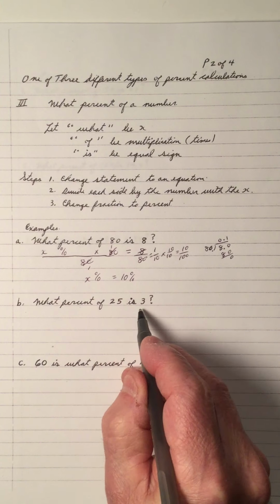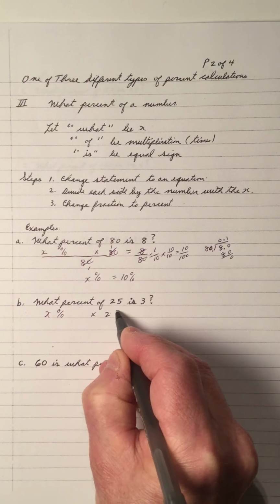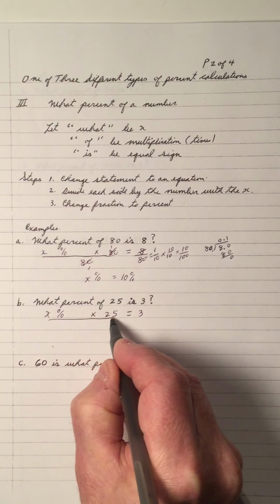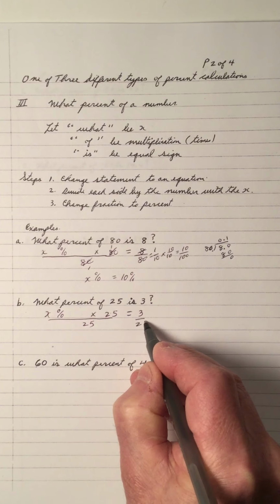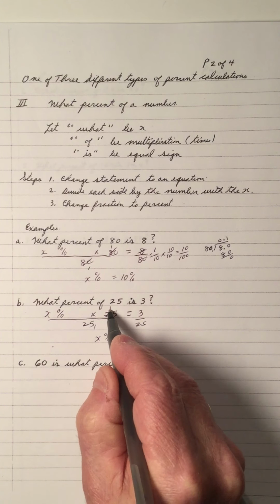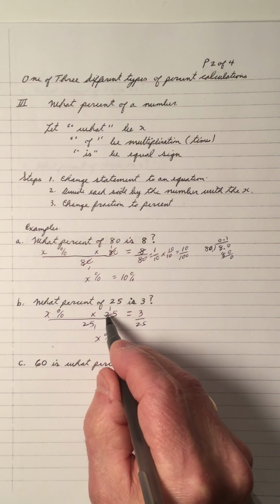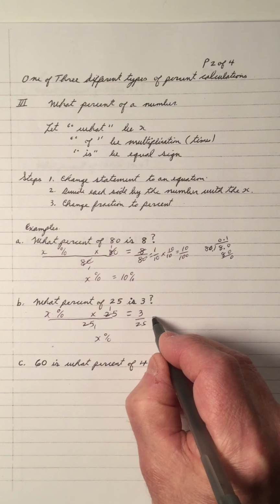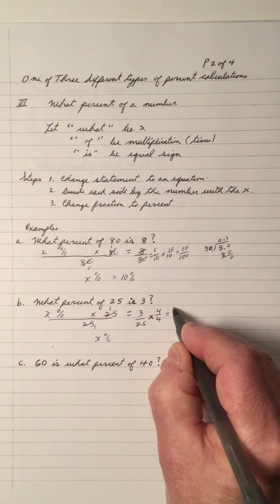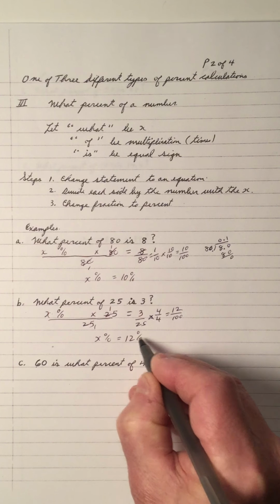What percent of 25 is 3? What is x percent, times 25, equals, is, 3. We divide both sides by 25. The 25's cancel. X percent, again, 1 times x is x, 1 divided into x is x, so 1 over 1 is 1. So we get 3 over 25. We multiply it by 4 over 4. That gives us 12 over 100. And 12 over 100 is 12%.